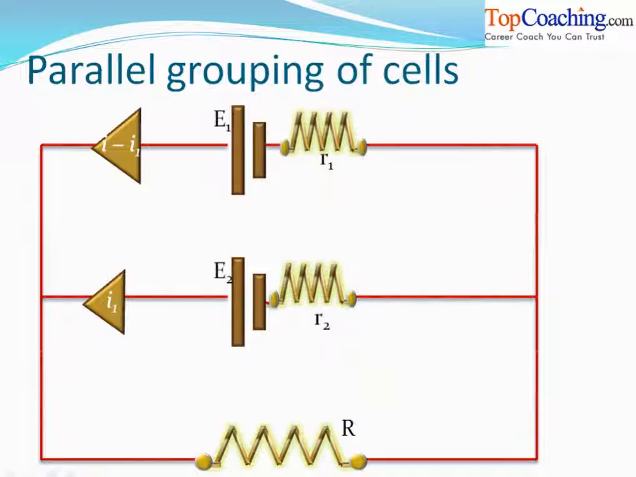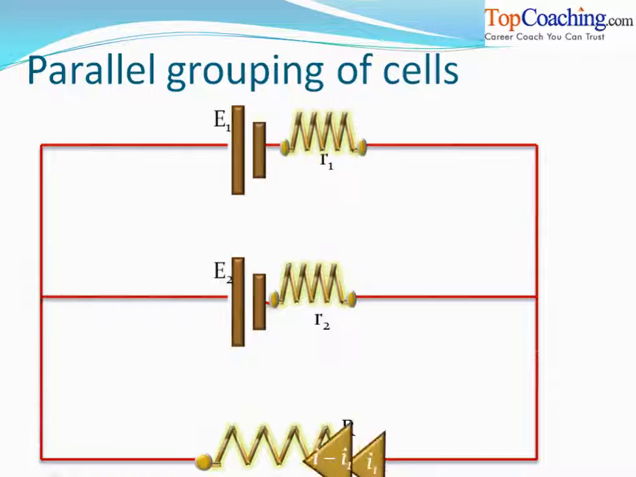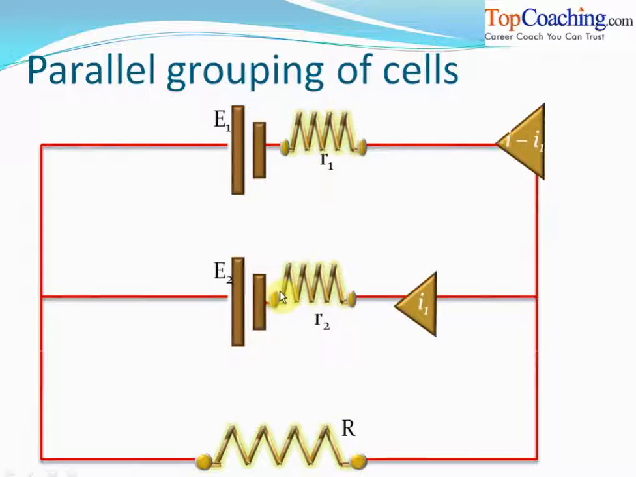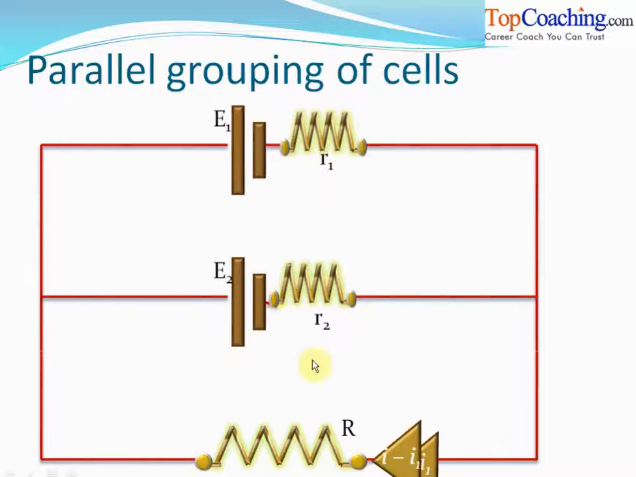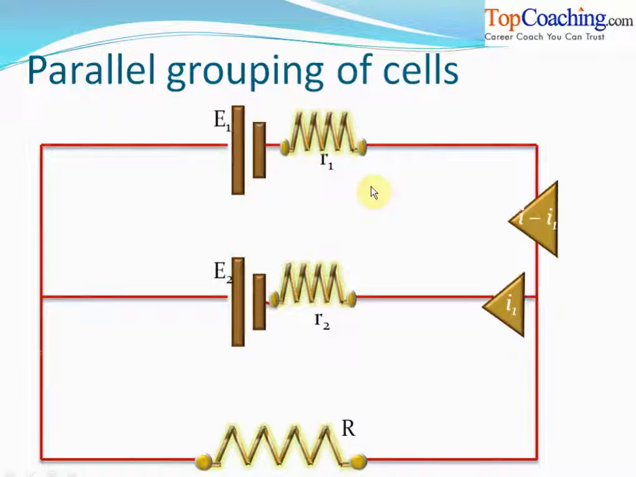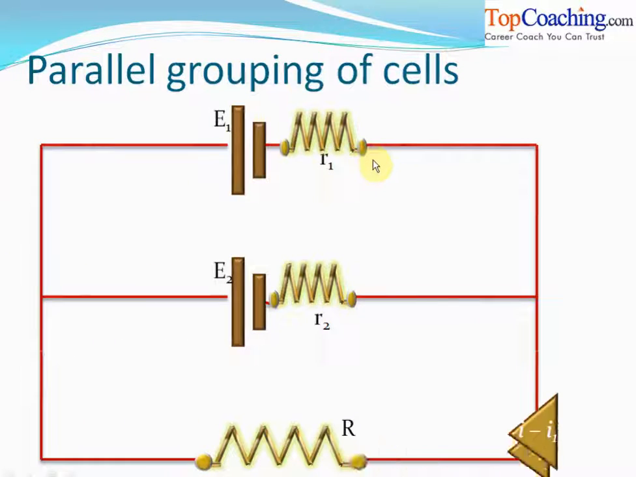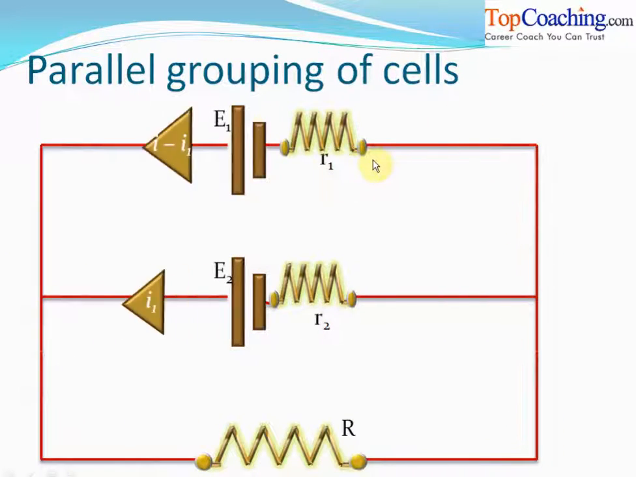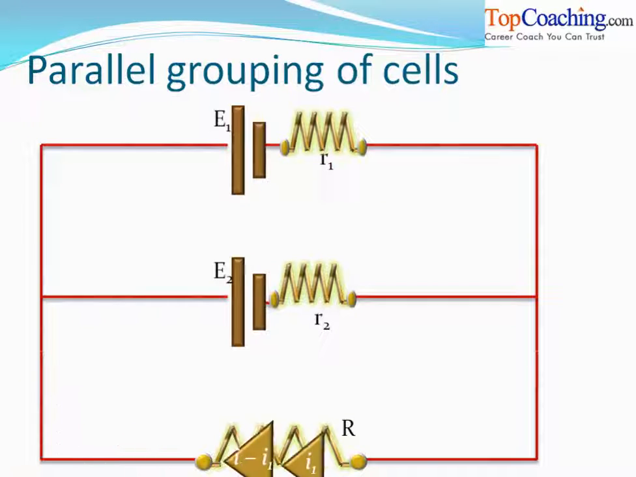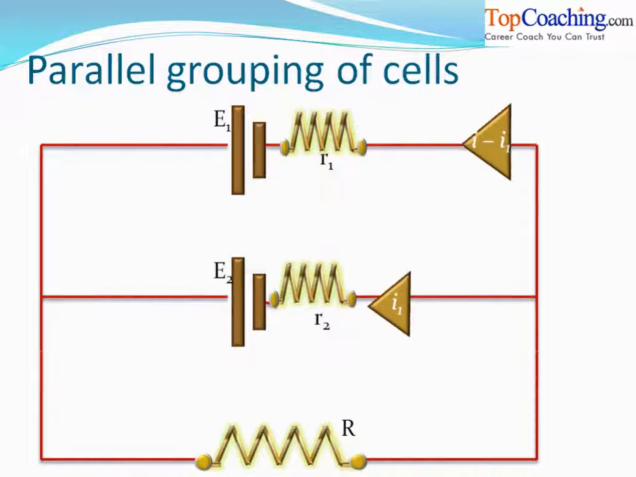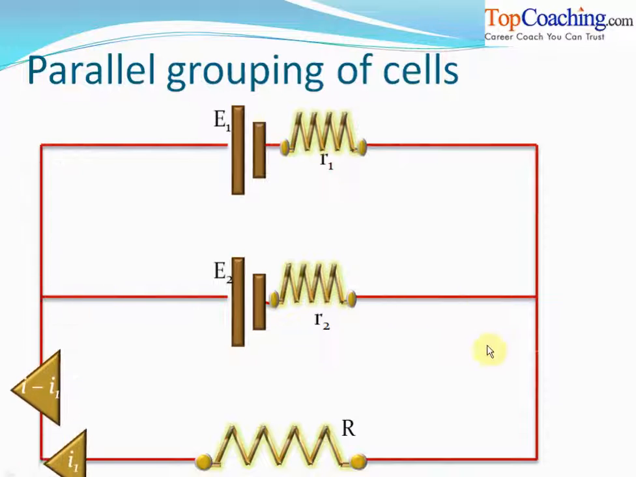Now what happens in case of parallel connections? Well, let's see. Let's assume that E1 and E2 are the EMFs of 2 cells connected in parallel with the resistance capital R. Small r1 and small r2 are the internal resistances of these 2 batteries E1 and E2. Now again, in this case, how will we calculate the equivalent cell of EMF E equivalent and internal resistance small r equivalent that can replace both these cells?